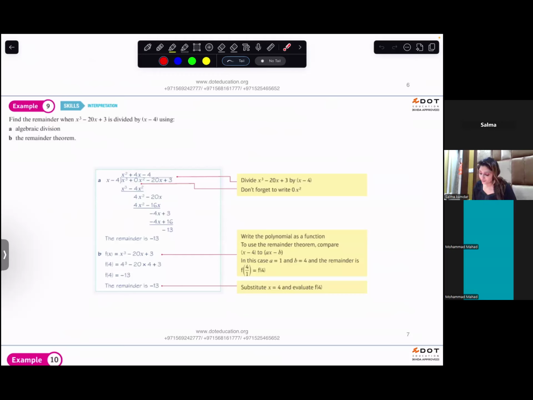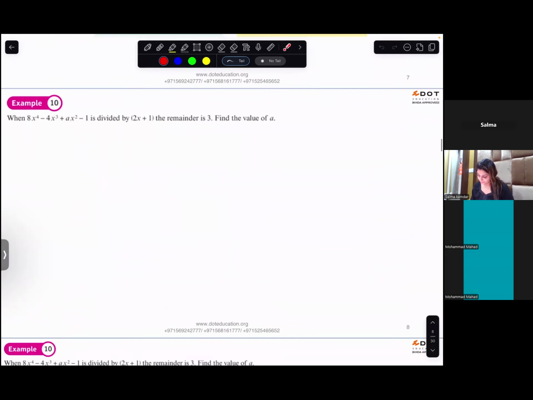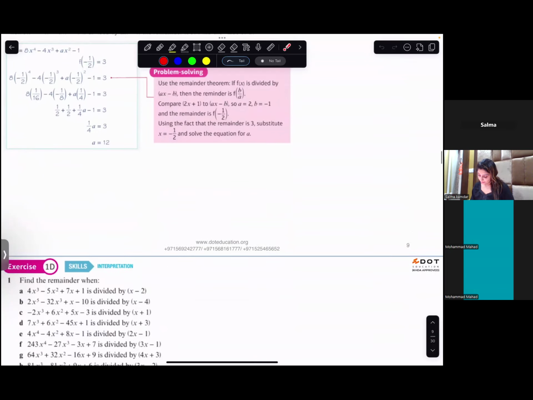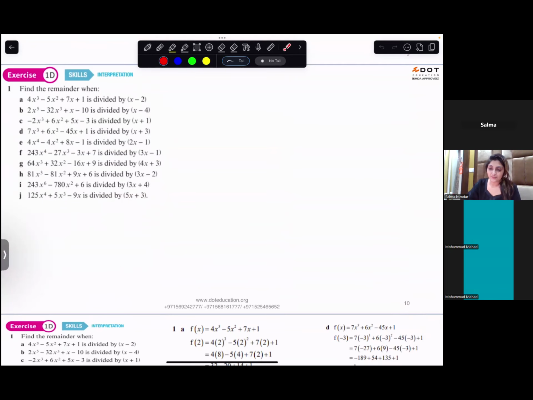If they tell you to find the remainder using the remainder theorem, what method are you going to apply? Substituting values. x is equal to 4 in this equation. Are you with me? They want the remainder only using the remainder theorem. This is all there is for the remainder theorem.